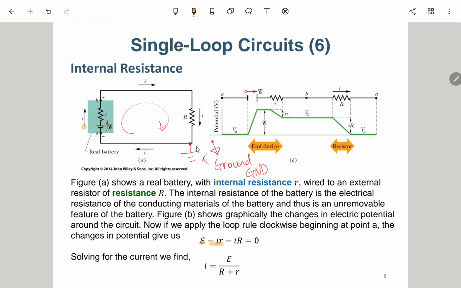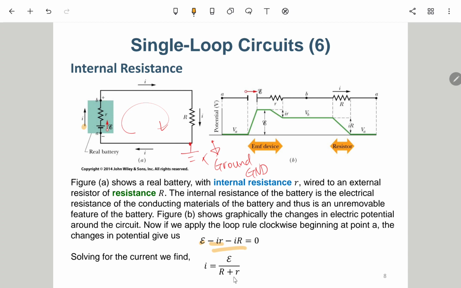and then going back to the ground node here. So it should be equal to 0. Finally we just move these two things to the right side and then divide both sides by R plus capital R. So we have I equals E over r plus capital R.